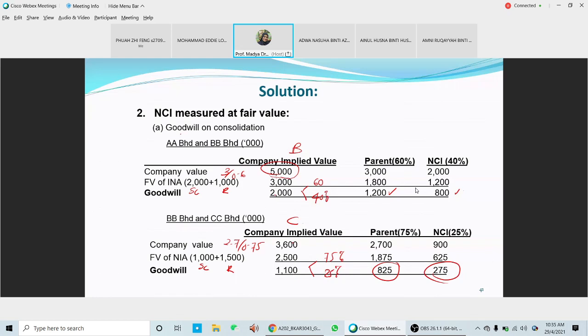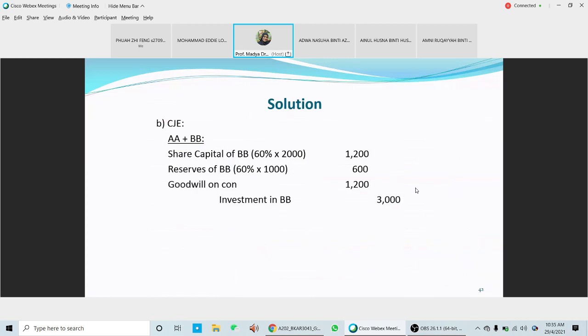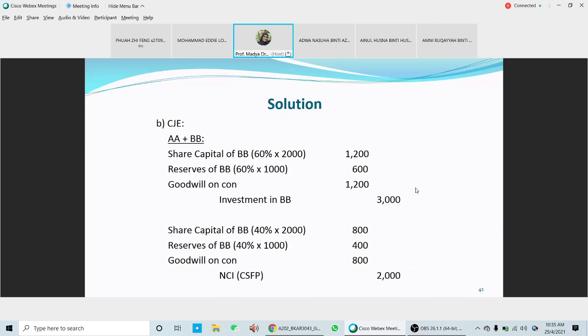Okay, so now going to look at the journal entries here. The journal entries are the same as in the proportionate share method, except for this one. This time we're going to have a goodwill for the NCI. Share capital is the same, reserves are also the same, goodwill is also the same for the parents here. So this one is A, this one is B. Later on you're going to look at the adjustment. The same here except that we're going to have a goodwill for the NCI.